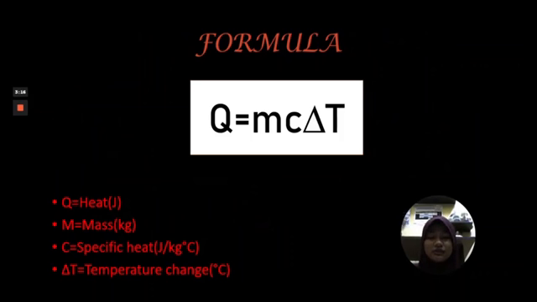Okay, next I'm going to explain about the formula Q = mcΔT. Q is for heat and the unit is joule. m is for mass, the unit is kilogram, kg. c is specific heat and the unit is joule per kg degree Celsius. And the last one is ΔT, that is temperature change, and the unit is degree Celsius.